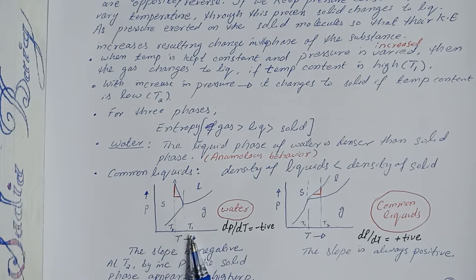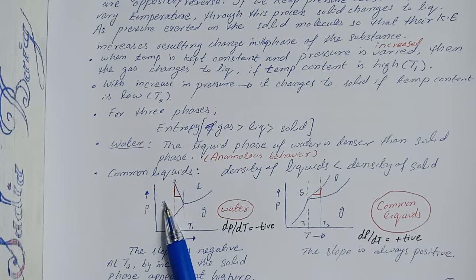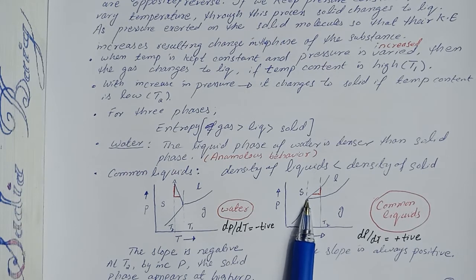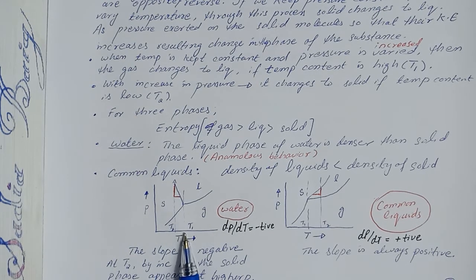So here we have two phase diagrams for water and common liquids, and here we can see that the denser liquid phase as compared to the solid phase shows a different phase boundary as compared to the solid-liquid phase boundary that is observed for common liquids. So let's see this phase boundary at two temperatures, T1 and T2.